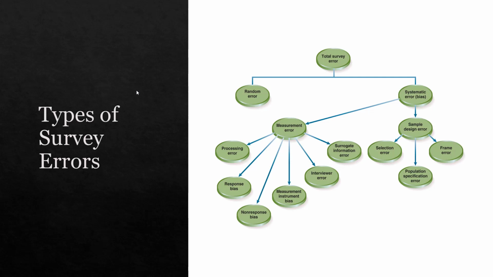And then the fourth type of measurement error is the instrument bias. That is the design of the survey itself. Maybe we talk about the survey questionnaire, and if there are lots of errors when you design the survey in terms of the wording, in terms of the layout, then you create problems and biases for the respondents.